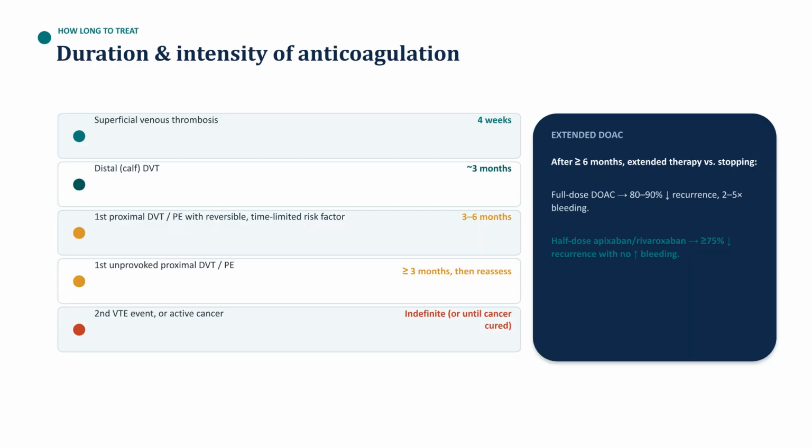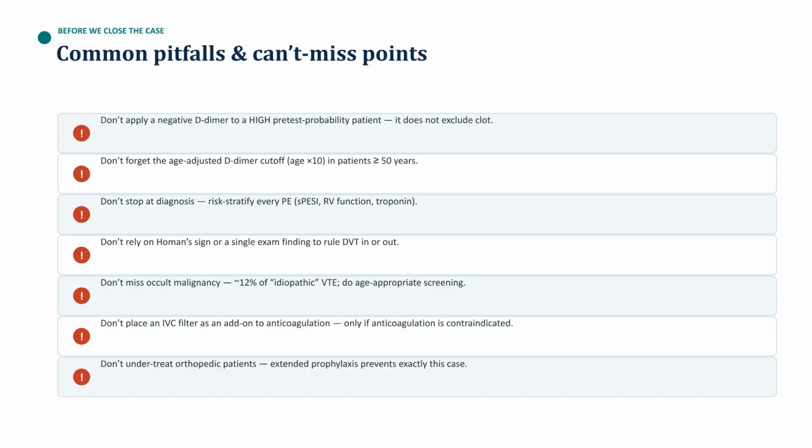Management depends on the lesion. Superficial thrombosis is usually managed with support, while proximal DVT and PE require anticoagulation. High-risk PE requires aggressive reperfusion therapy. Our patient is currently stable, but requires careful monitoring of her troponin and RV function to assess for intermediate risk status. Choosing an anticoagulant is key.